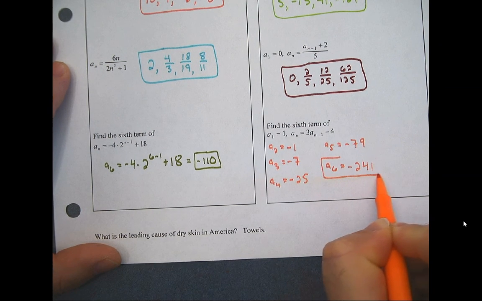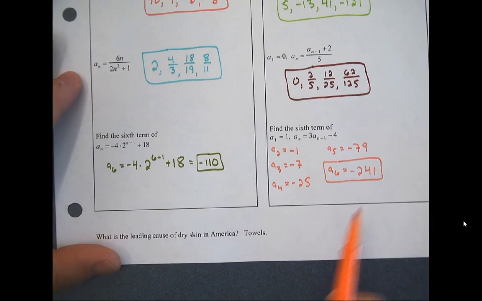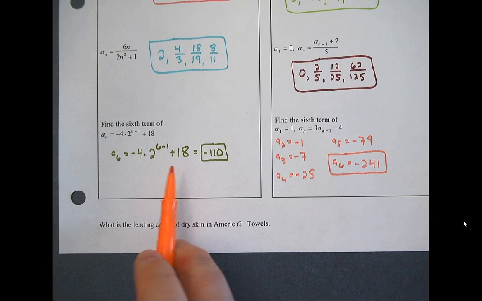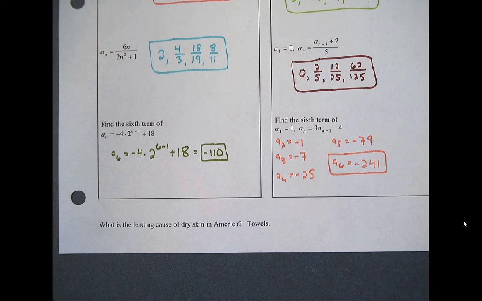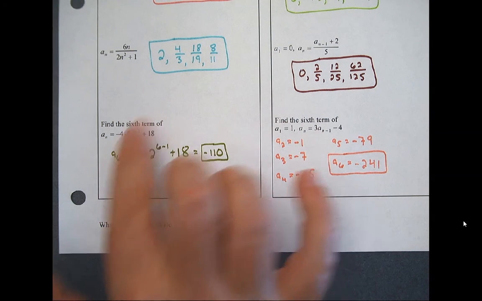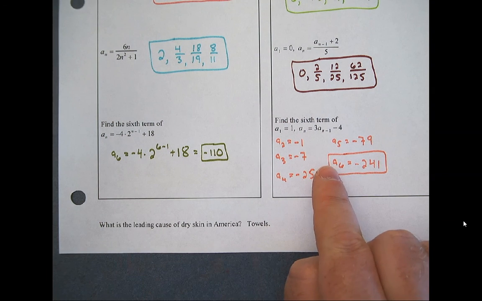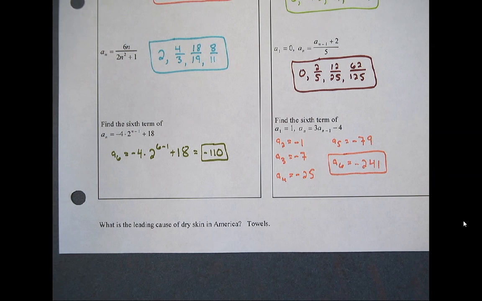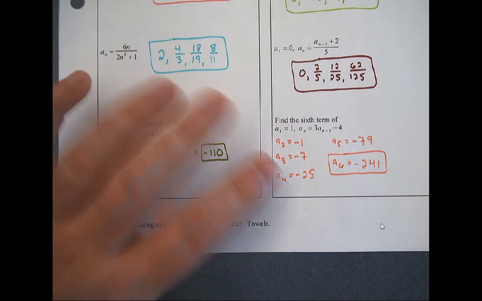So you might say, why do we ever do a recursive rule, right? Look how much longer it took than when we found the sixth term of an explicit rule. And yeah, we do like explicit rules the best, but recursive rules are usually much easier to figure out. So that's kind of the reason why we don't always just do it in one term.